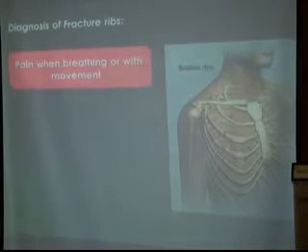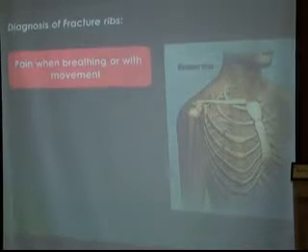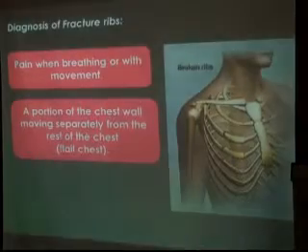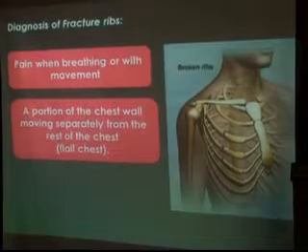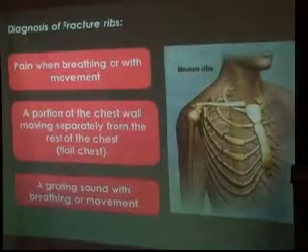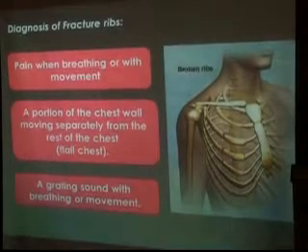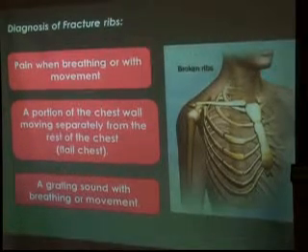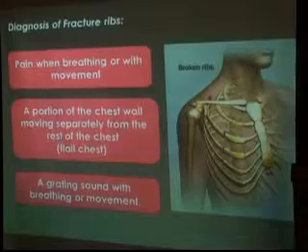Diagnosis of fractured ribs: pain when breathing or with movement; a portion of the chest wall moving separately from the rest of the chest, which is known as flail chest; a grating sound with breathing or movement. Unfortunately, chest X-ray confirms the diagnosis, but 50% of cases are not detected radiographically.